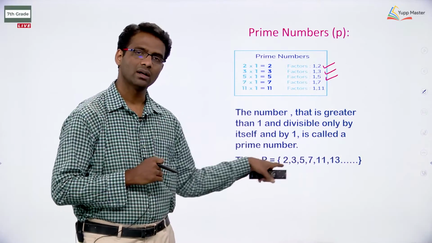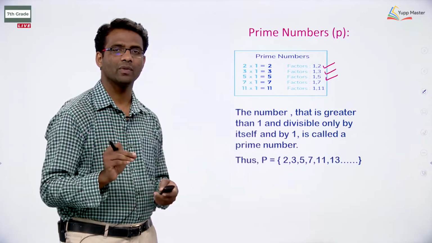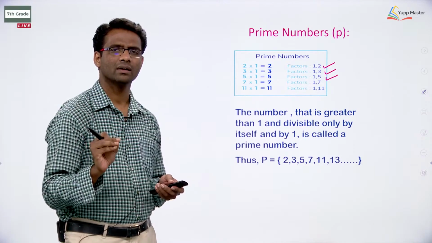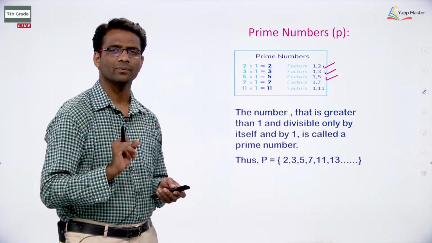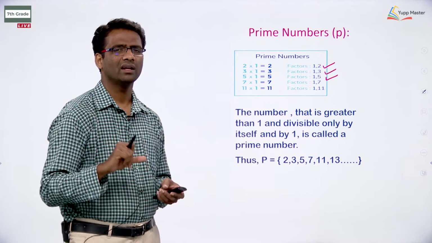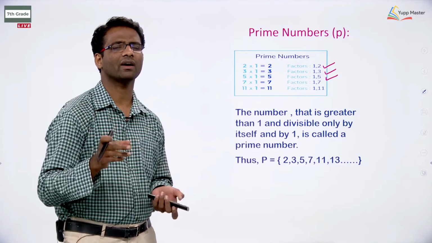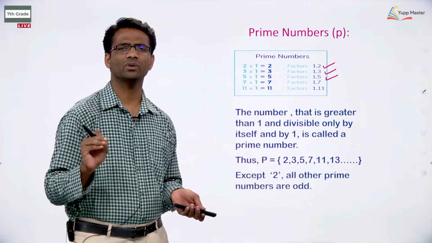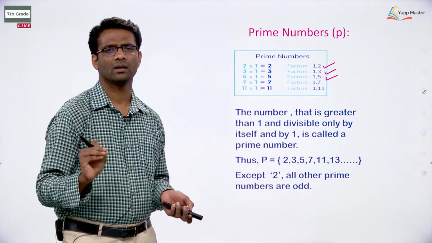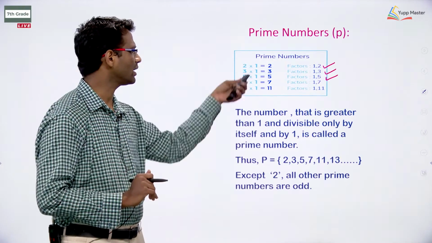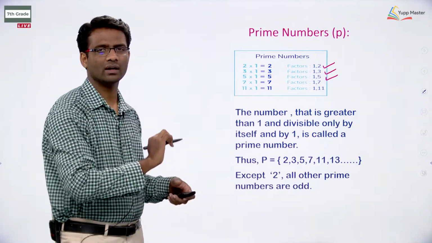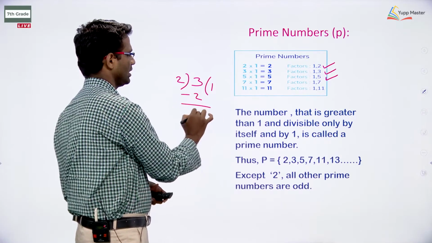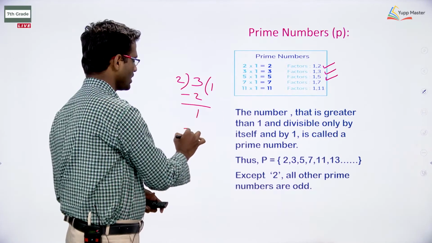So these are the numbers in prime. P is denoted for prime numbers. So 2, 3, 7, 11, and so on, it goes on. The number which satisfies the condition that it is divisible by itself and by 1 is called a prime number. Now except 2, all other prime numbers are odd numbers. So see here, 2 divides 2 here, but 2 does not divide 3. Remainder 1. For 7 also, see.